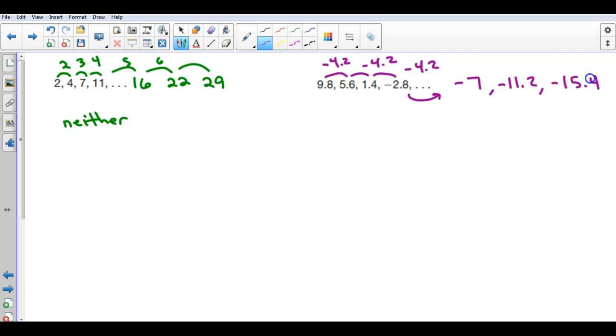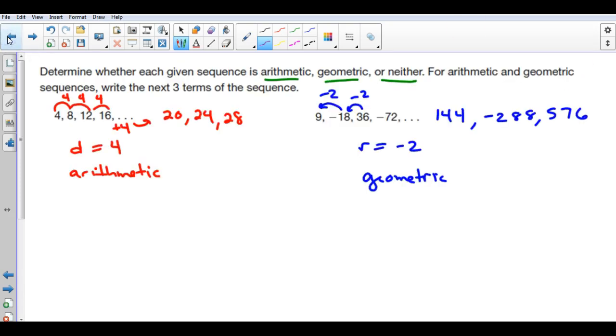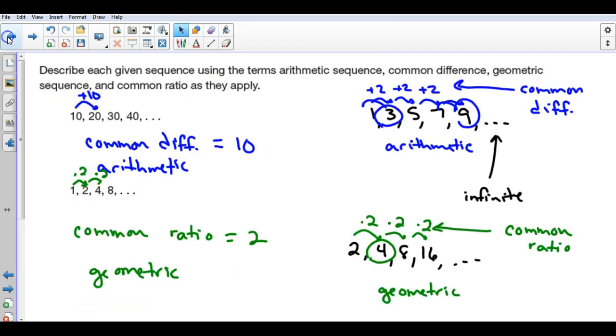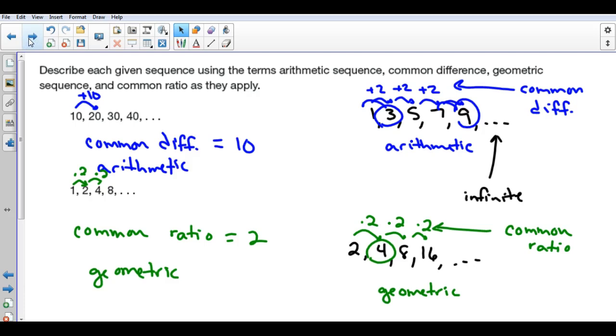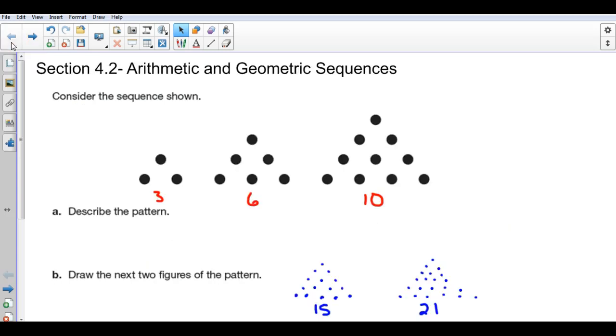So just to recap this, talking about arithmetic and geometric sequences, if something was arithmetic, we would be adding the same amount every time that we called a common difference. If something was geometric, you would be multiplying by the same amount every time, and we called that the common ratio. And if it was not arithmetic, not geometric, we would just say it is neither.